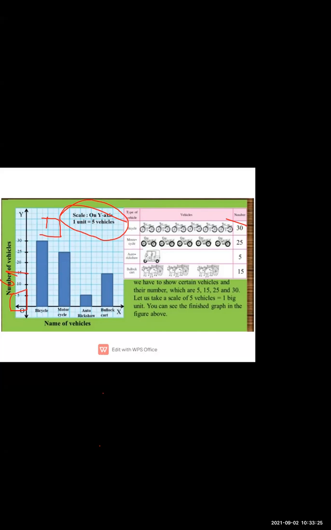Why have you taken only 5-number distances? Because we have taken here a scale, that is 1 unit equals 5 vehicles. You can take 10 vehicles also, but here they have taken 5 vehicles. So you will take a distance of 5 vehicles. They have taken it till 30. Why till 30? Because our maximum number is 30. You can write 35, 40 also, but it doesn't have any value because we don't have to go till there.